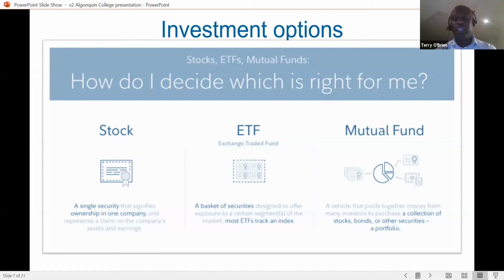Then we look at exchange-traded funds. Exchange-traded funds have been gaining in popularity over the past couple of years. And exchange-traded funds are a basket of securities designed to offer exposure to a certain segment of the market. Most exchange-traded funds track an index. Both mutual funds and exchange-traded funds are made up in large part of stocks. And stocks are a single security that signifies ownership in one company and represents a claim on the company's assets and earnings.